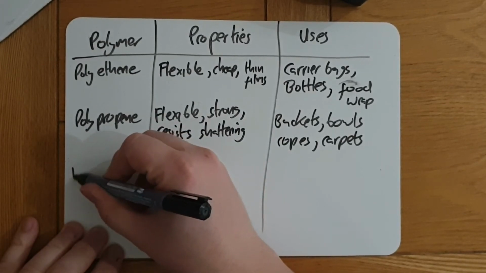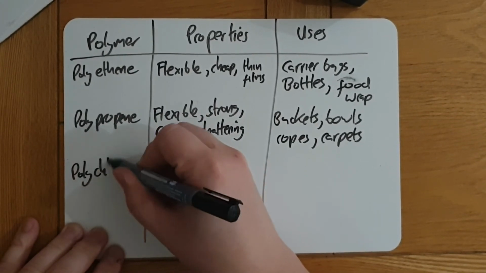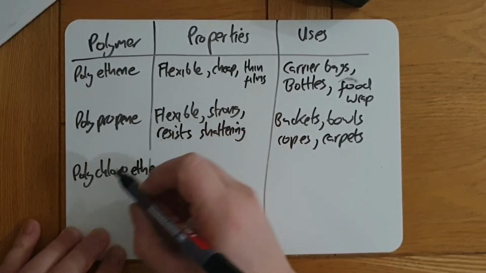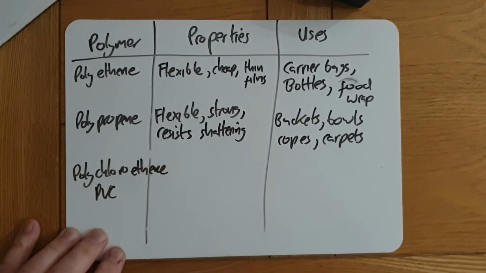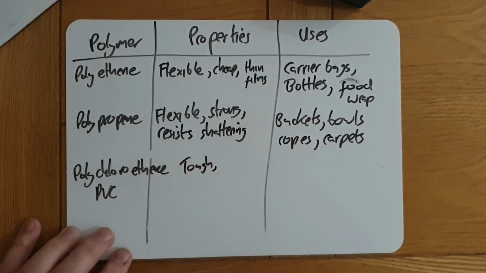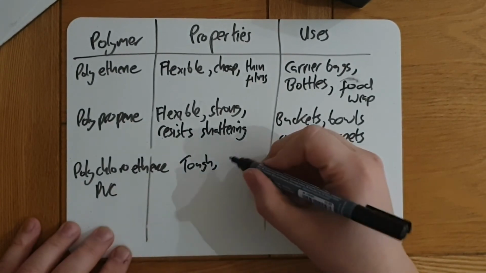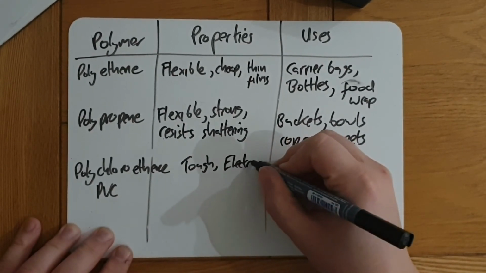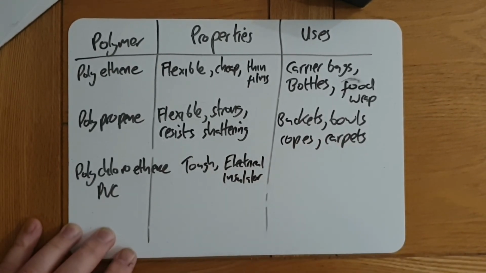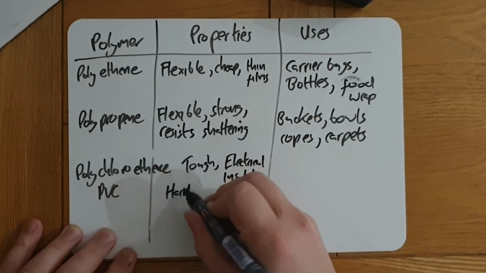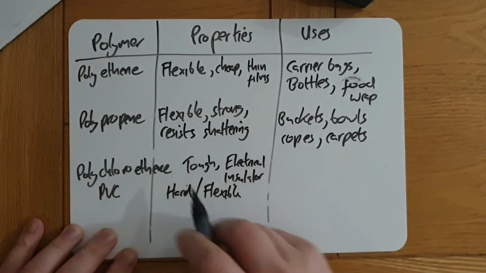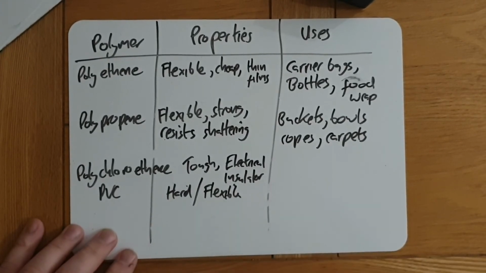So the next one we have got is polychloroethylene. So that's our PVC. It's really tough. Really quite strong. It's an electrical insulator. You can make it hard or you can make it flexible. So those two link directly into the uses.